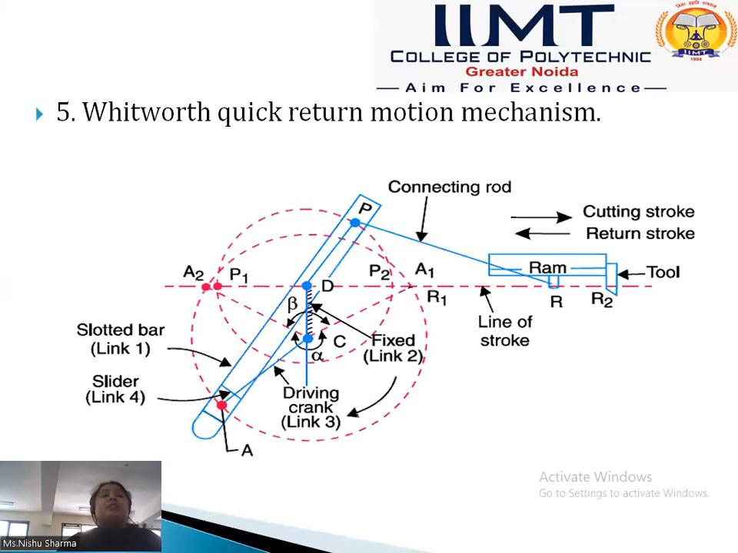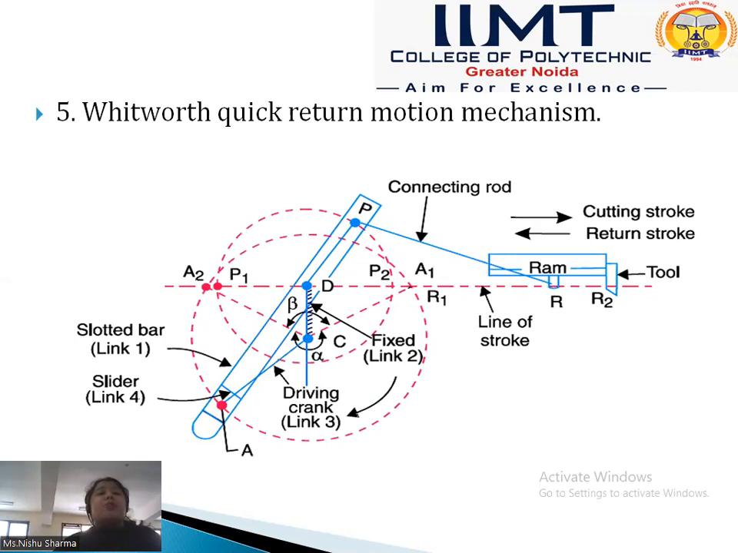Now the last inversion, that is the Whitworth quick return motion mechanism. In this mechanism, the fixed link is the crank, that is link 2, and the driving crank is called the connecting rod. When the connecting rod is rotated about the fixed center, the slider moves along the slotted bar, and the slotted bar oscillates about the pivoted point D. The motion of the slotted bar is transferred to the ram through a connecting rod, and then the ram cutting tool is generated.